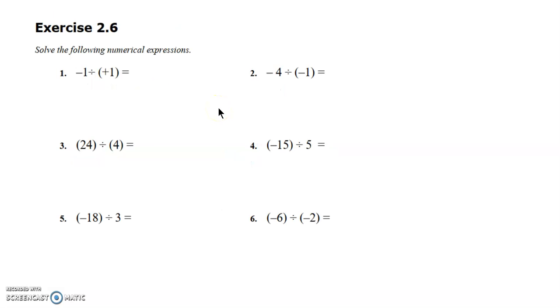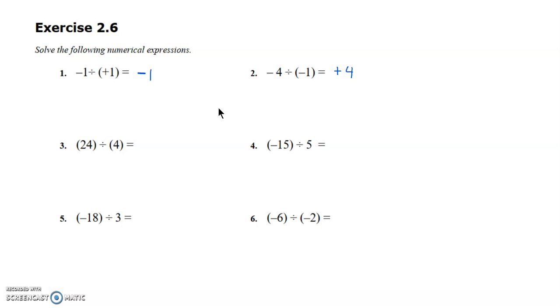I'd like to go ahead to exercise 2.6, and I've selected some questions to do with you if you'd like. So number 1 is -1 divided by positive 1. The signs are different. The answer is negative. 1 divided by 1 is 1. Number 2, the signs are the same, so the answer will be positive. 4 divided by 1 is 4, and the answer will be a positive 4.